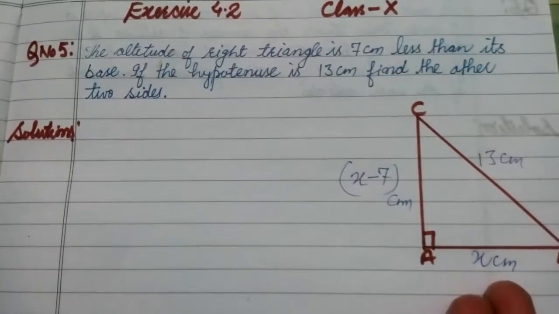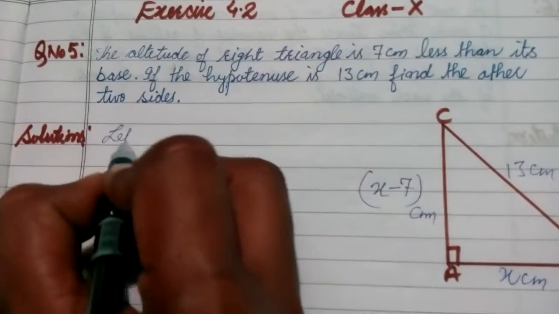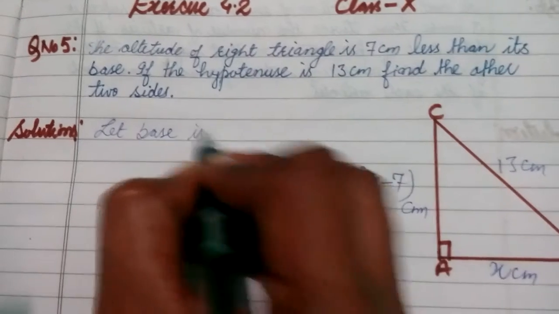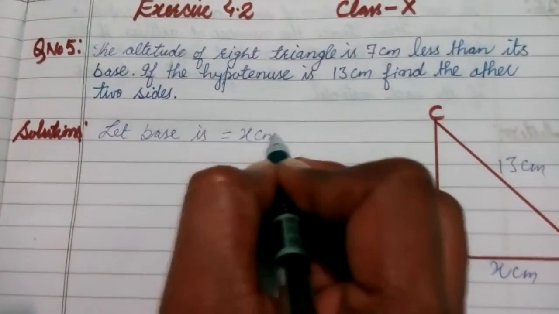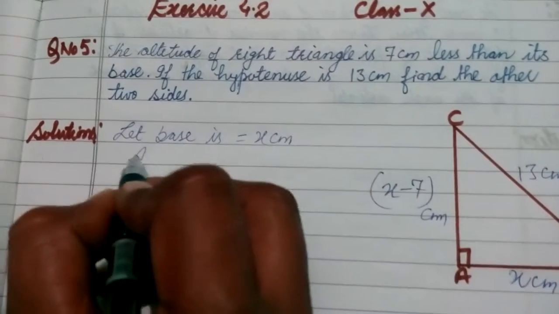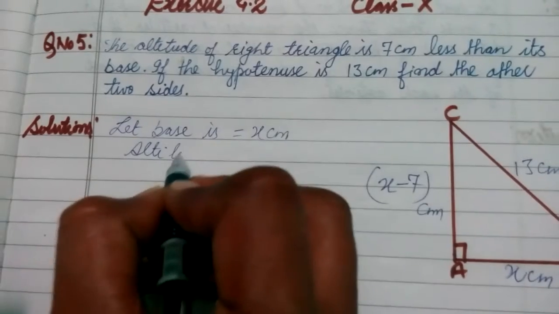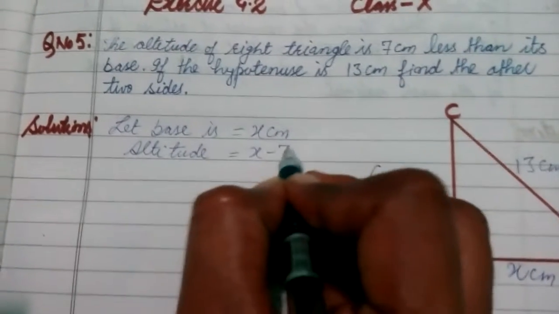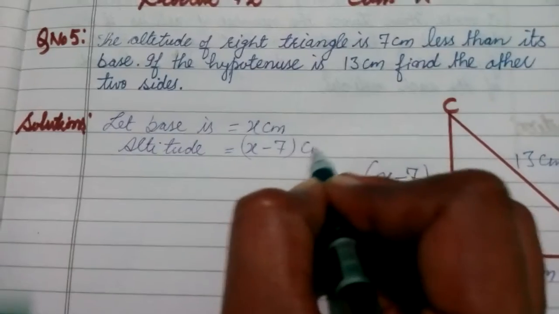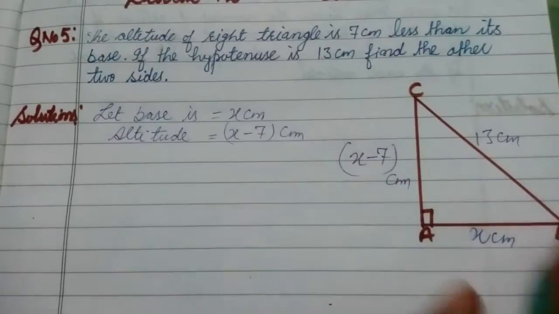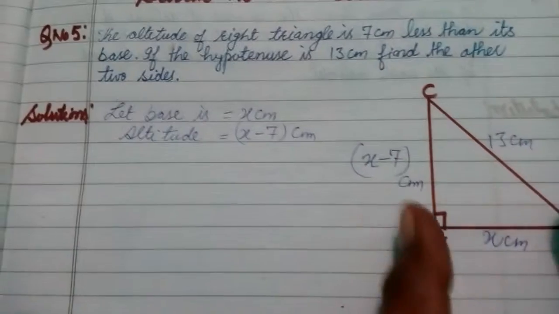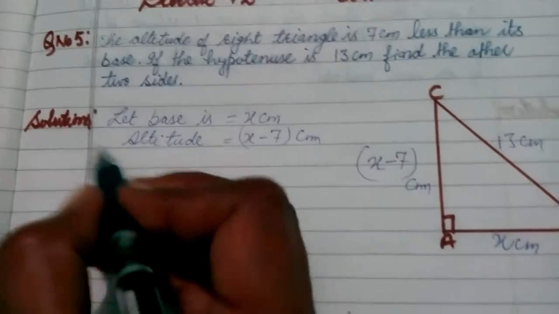Now it is all simple, so write down: let base is equal to x centimeter. Okay, and then altitude is x minus 7 centimeter, and hypotenuse BC is already given. Now because it is a right angle triangle, so we can use here Pythagoras theorem.